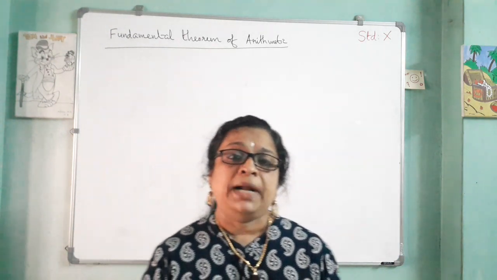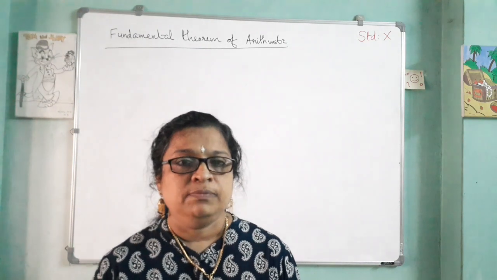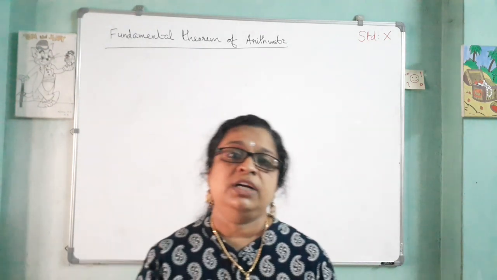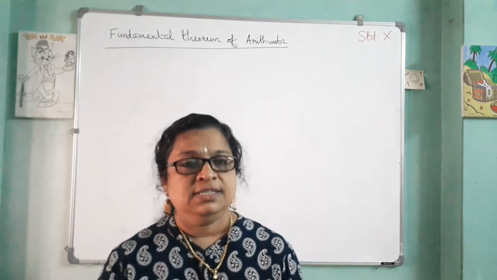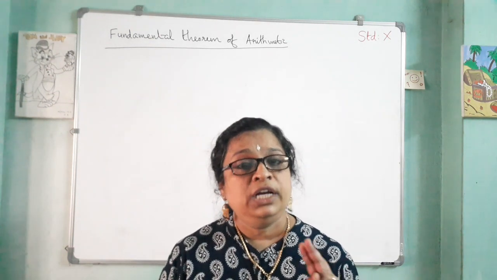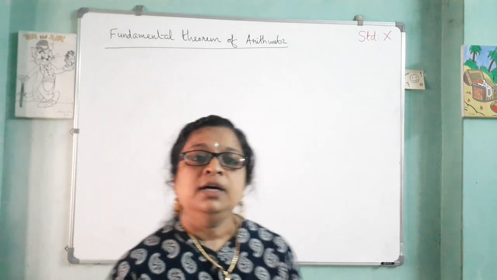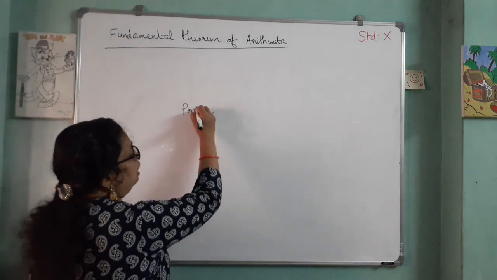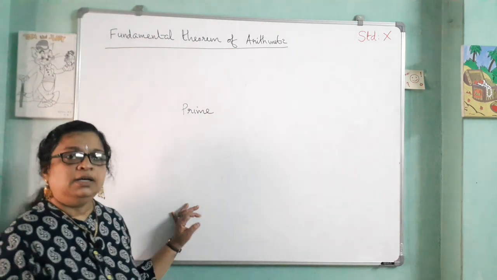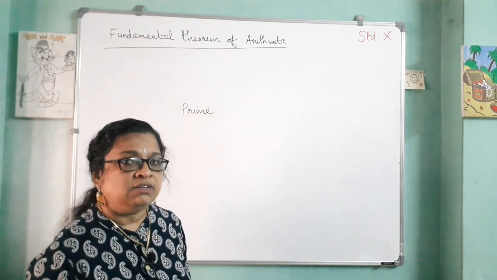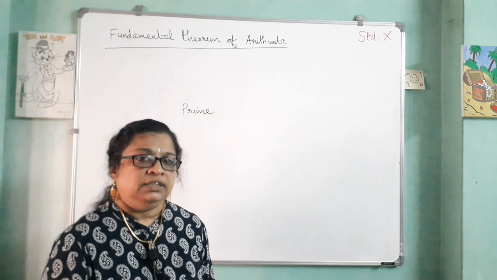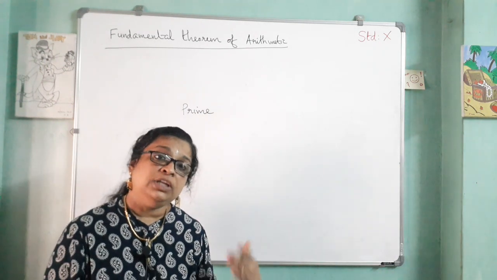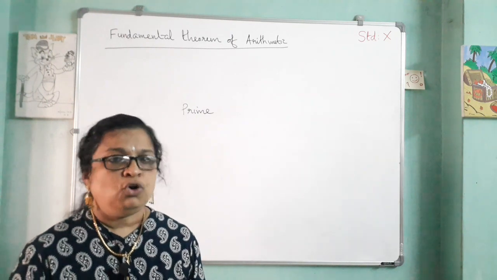What are prime numbers and composite numbers? You all know prime numbers and composite numbers. What is prime and what is composite? A number which has only two factors is called a prime number. Which are the two factors? 1 and the number itself. Then what is composite? A number which has more than two factors is called a composite number.